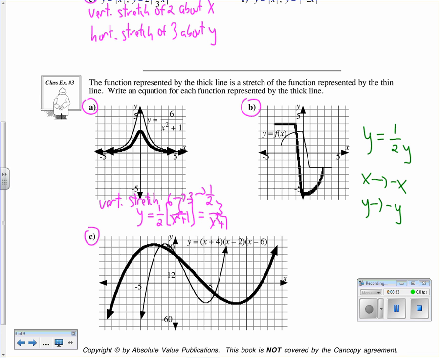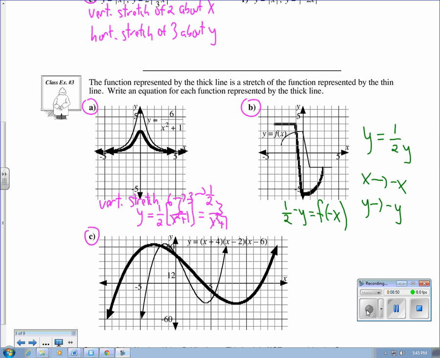And I get to write a really cool form of the equation. My y is now 1/2 y, but it's negative. So 1/2 negative y is equal to f at minus x. See if you can follow how that worked out geometrically or by looking at the graph.